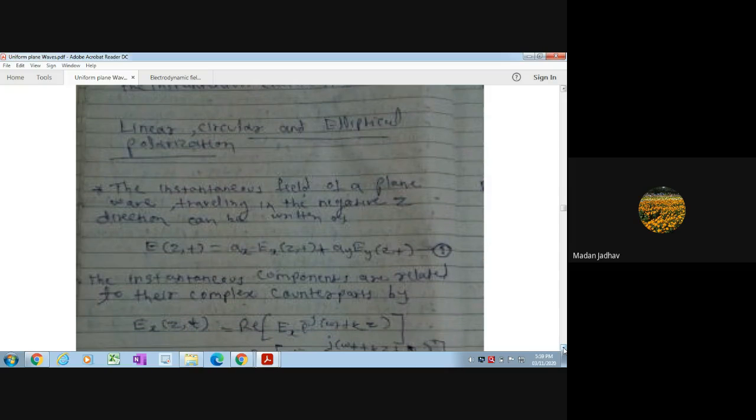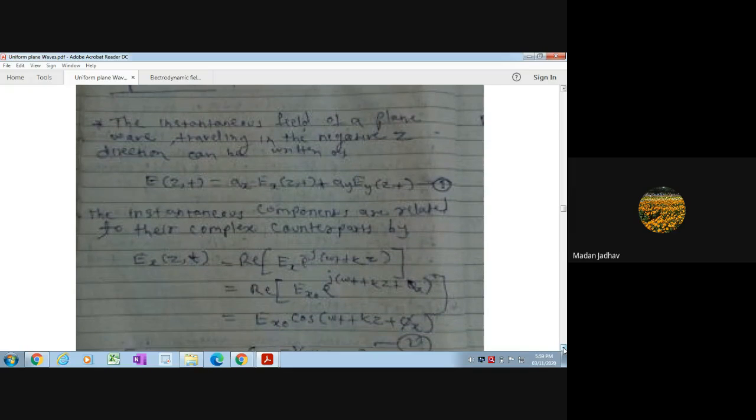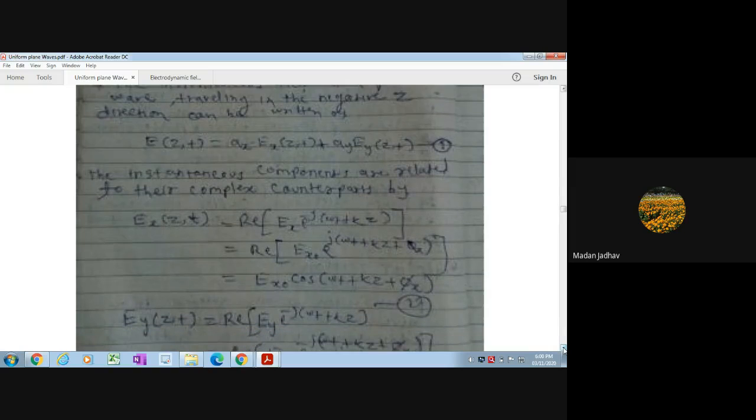Now, there are some conditions that should be satisfied to get a specific type of polarization. To understand this concept of polarization, we have to consider a wave. We have considered one electric field equation having two components: the first component is along the x-axis, and the other component is along the y-axis. The real part of the component along the x-axis is E x0 cos of omega t plus kz plus phi x. K is nothing but the propagation or wave number. Now Ey is the component along the y-axis.